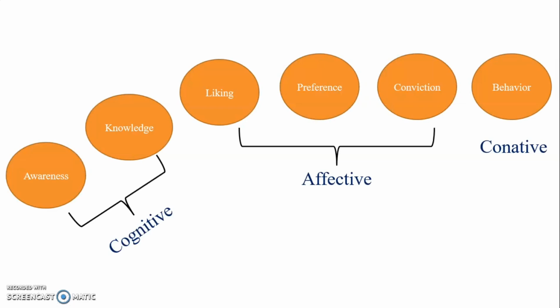This particular theory is very familiar to us. This is the hierarchy of effects theory. So we are going to consider this theory to understand the 3 broader types of message strategies.